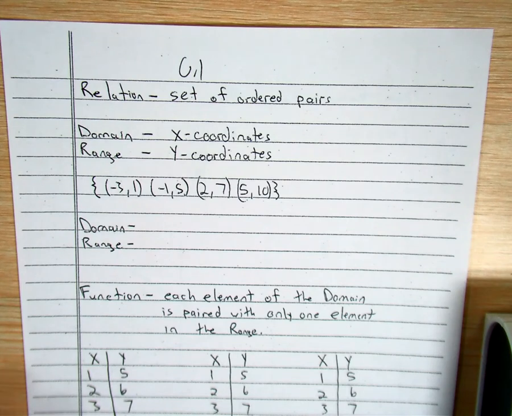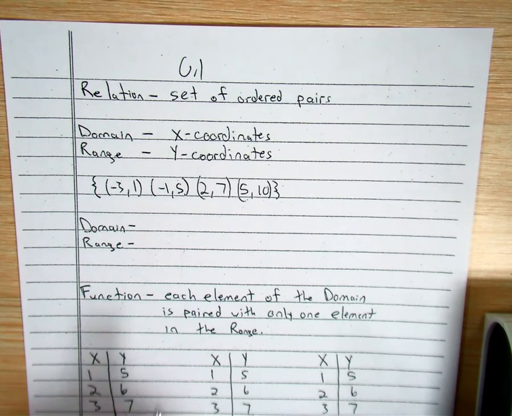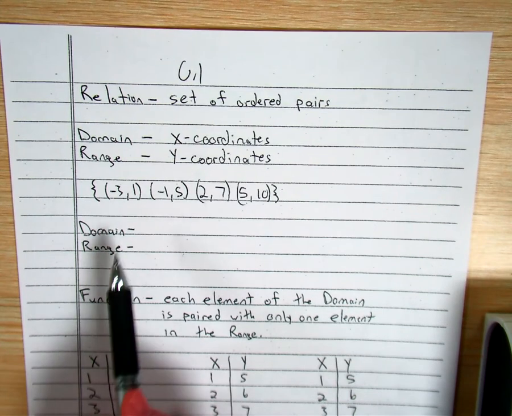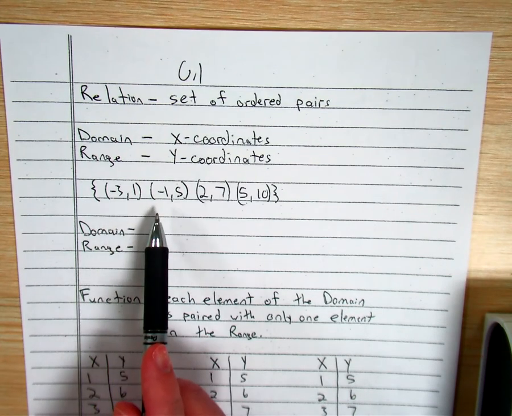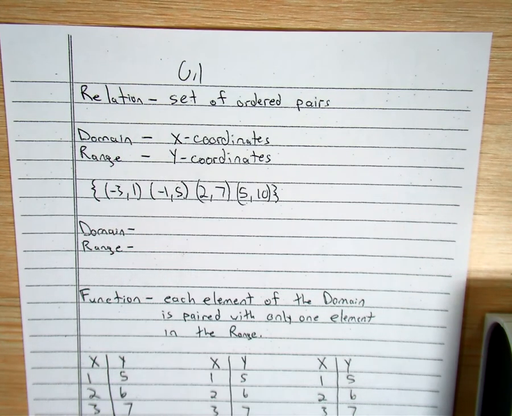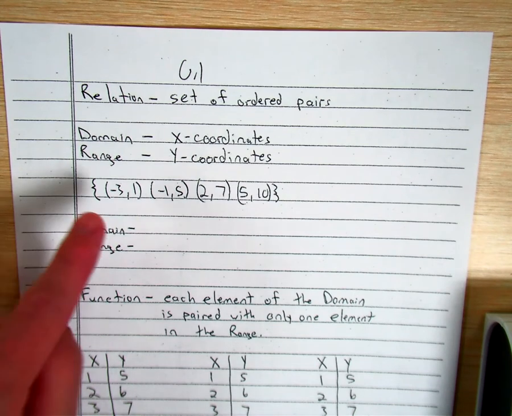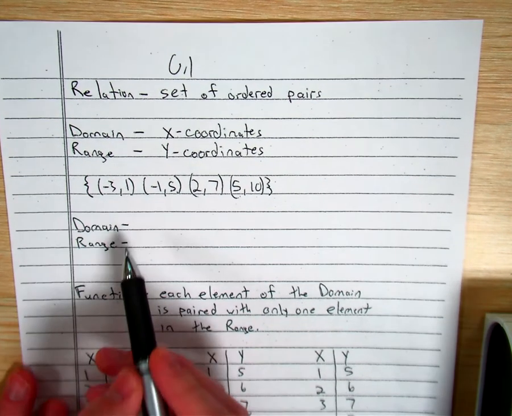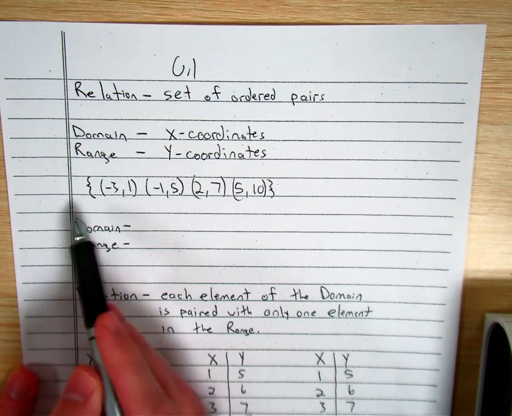Alright, so a quick example of domain and range. Here's my set, my relation, my set of ordered pairs: (-3, 1), (-1, 5), (2, 7), (5, 10). Okay, so remember it goes x, comma y. X's are first, so that's the domain, and these are in order.